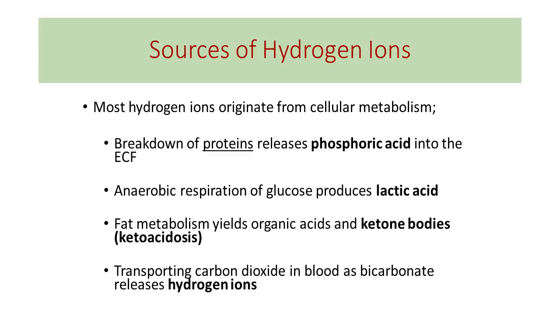ketoacidosis. And transporting carbon dioxide in blood as bicarbonate ion releases hydrogen ions, and we'll see that in more detail when we look at blood and respiration. But all of these are normal metabolic reactions that occur in the cells of the body, and they all result in the production of hydrogen ions or acidity. So they contribute to the acidity of body fluids, and we have to have systems available in the body to neutralize these acids, otherwise we'll become too acidic.